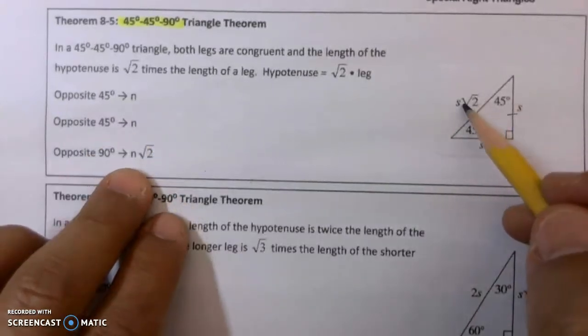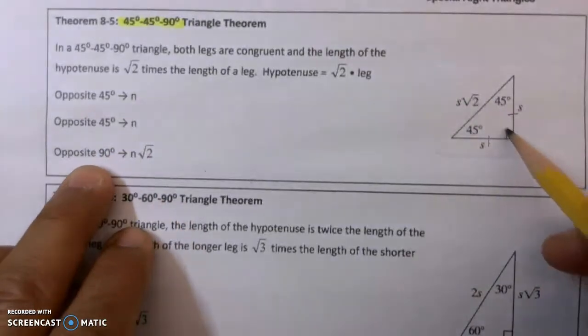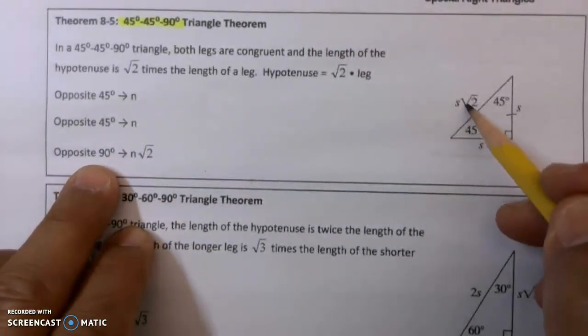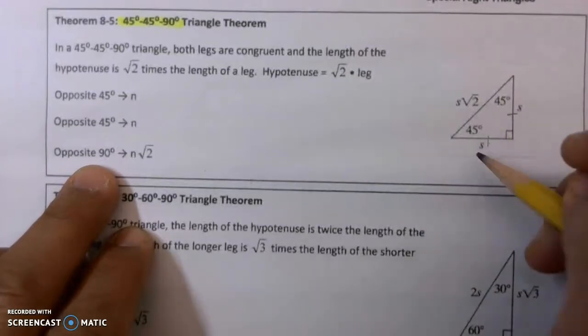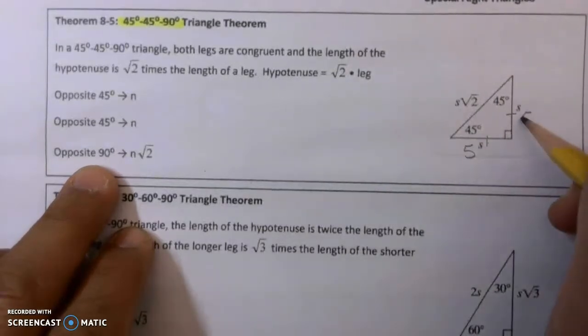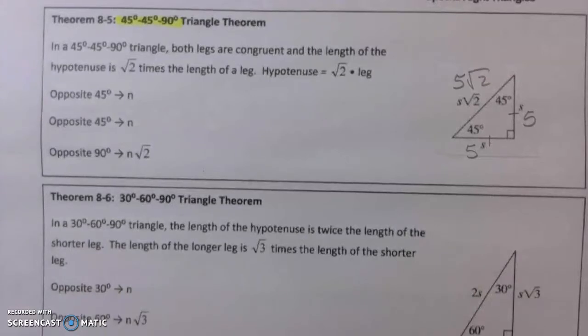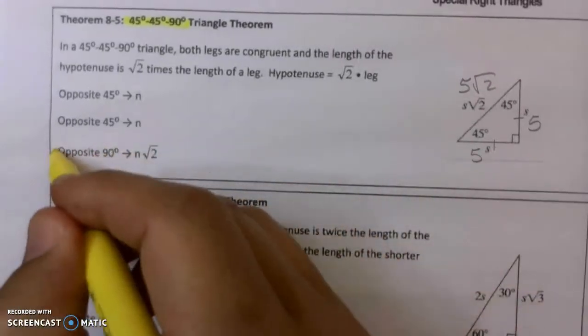Now when you get to the opposite of the 90 degrees, it is going to be whatever this number is multiplied by the square root of 2. Doesn't seem that hard. So if this was the number 5, this would be the number 5, and this would be the number 5 radical 2. But it does take a while for you to just get comfortable with this.